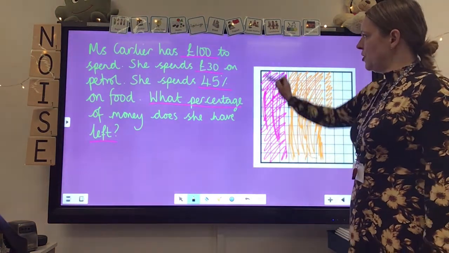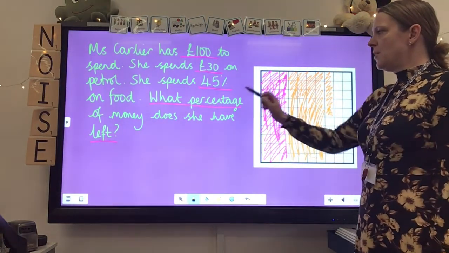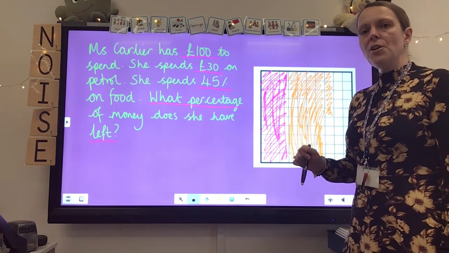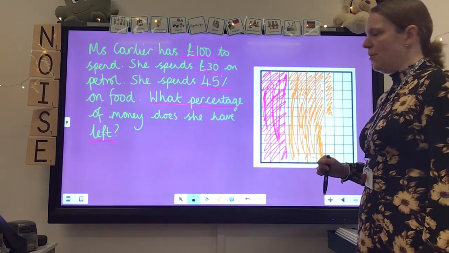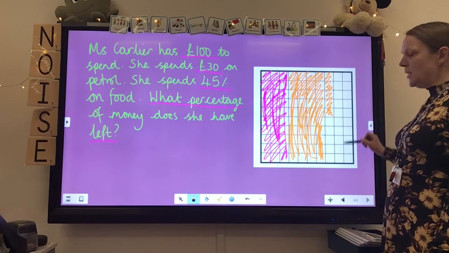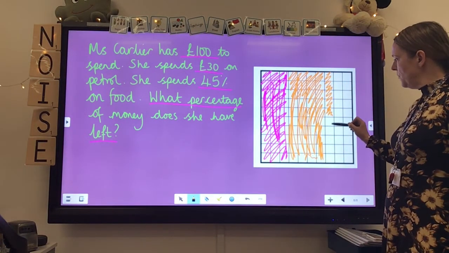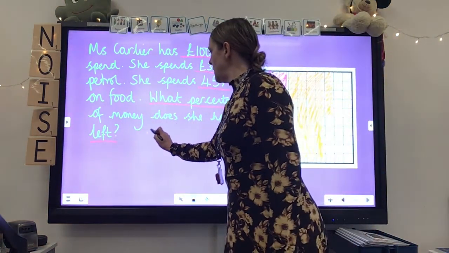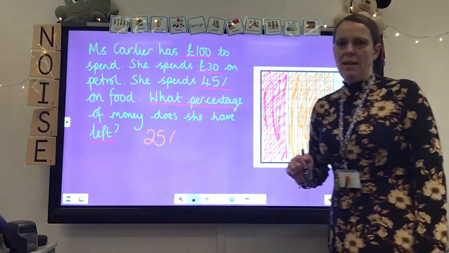So I've got the pink, which shows petrol, the orange, which shows food. But the question asks me, what percentage of money do I have left? So I need to look at how many unshaded squares there are left to know how much I have left. Okay. So I've got 2 columns unshaded. So I know that's 20%. And then I have 21, 22, 23, 24, 25%. So left is 25% of the money I have left.